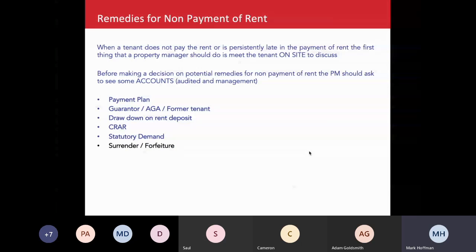Really, surrender and forfeiture is kind of 2. Have those things in your head when you're asked about the remedies for non-payment of rent, so that you can methodically go through what the easiest option is, which is drawing down on the rent deposit, then pursuing a guarantor if there is, then a payment plan, then CRA, and so on and so forth, okay? Right up until the worst case scenario, which is forfeiture.